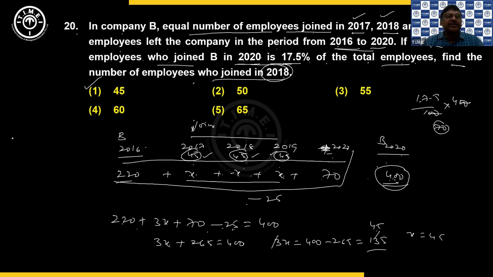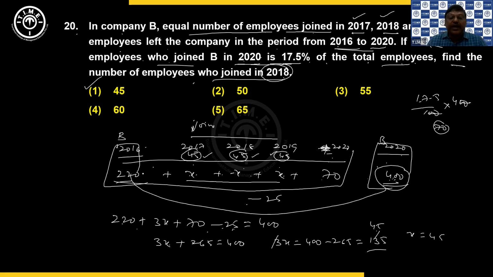In fact, you can directly say, students, to make you understand, I told you, otherwise I can directly say 220 here, 400 here, the net change is 180. So actually 3x plus 70 joined, 25 people left. That net change is 180, I can directly say.